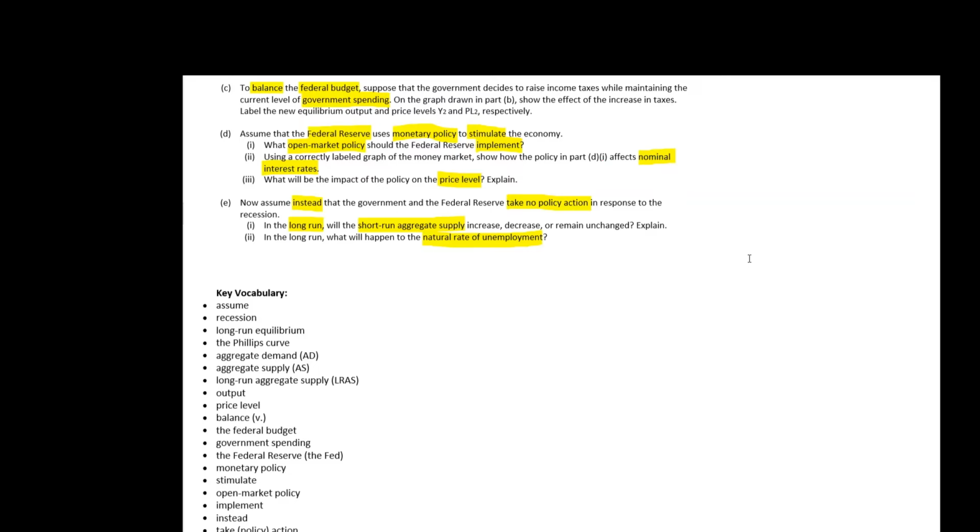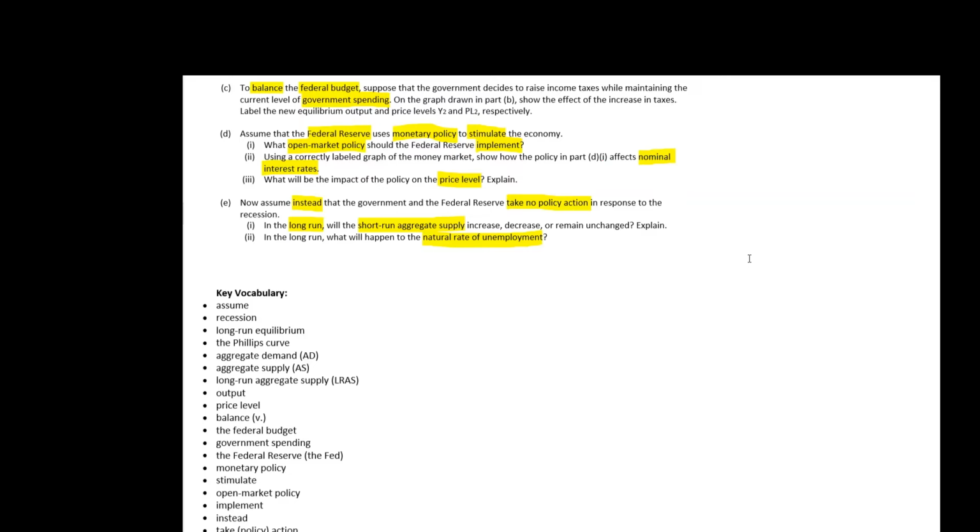Okay, and one thing to remember here is just to label your macro graphs with macro nomenclature, macro words, so that you're not mixing them up with your micro labeling, because you do get a couple of easy marks for just labeling your graphs.